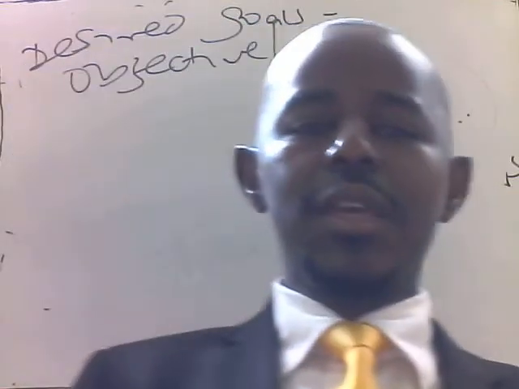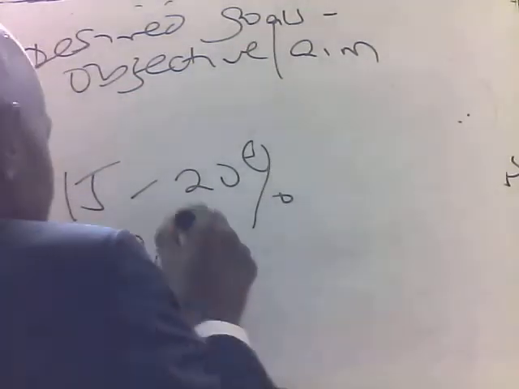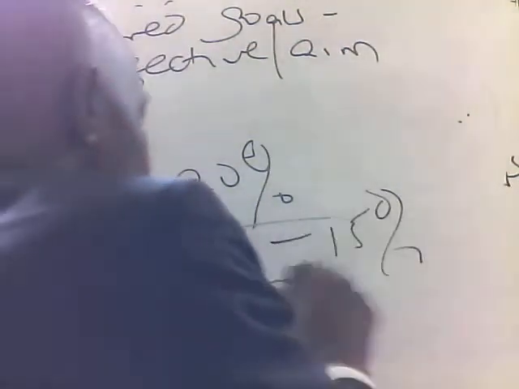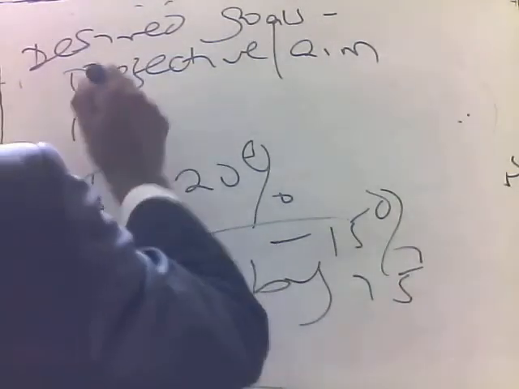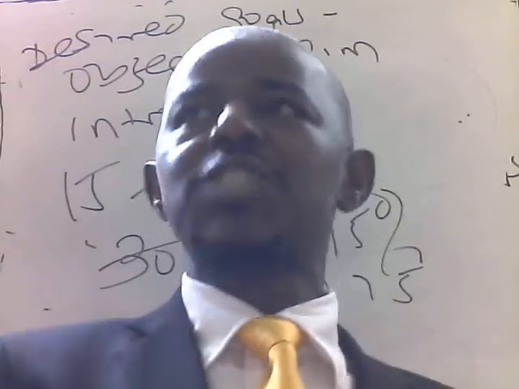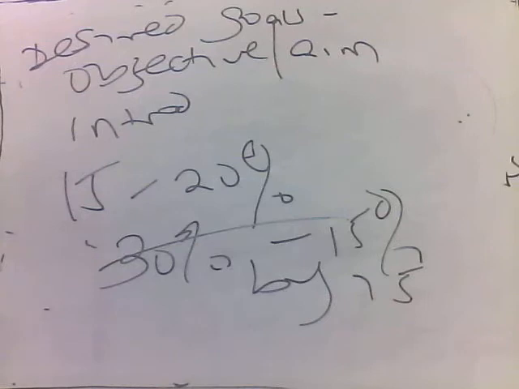It may be you are looking at increasing your market share from 15% to 20%. It may be you are looking forward to decreasing your cost from 30% to 15%. There is an aim. It may be you are aiming at introducing a new product in the market. That is an aim. So a management must have a specific goal, must have a specific objective.